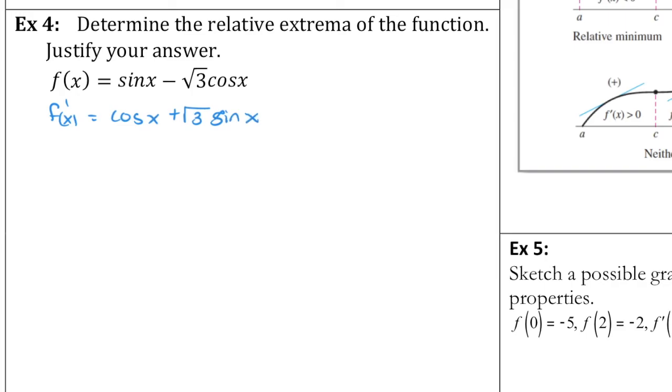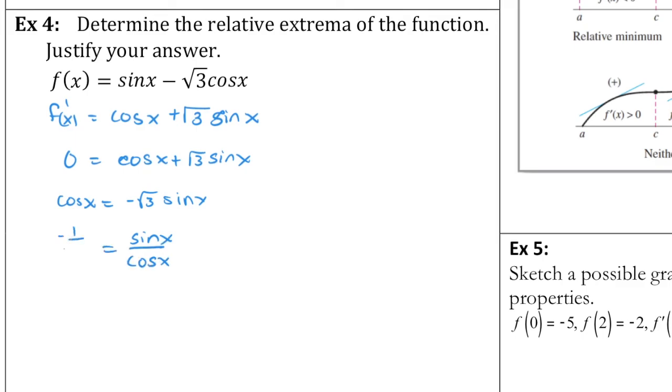So we know that we're going to have a critical number when the derivative is equal to 0. So 0 equals the cosine of x plus root 3 sine of x. Let's rearrange the problem just a little bit and get the cosine of x is equal to negative root 3 sine of x, which then tells us that the sine of x divided by the cosine of x, ooh, that tangent, is negative 1 over root 3. And if you don't like a tangent function, then you can think of cotangent.